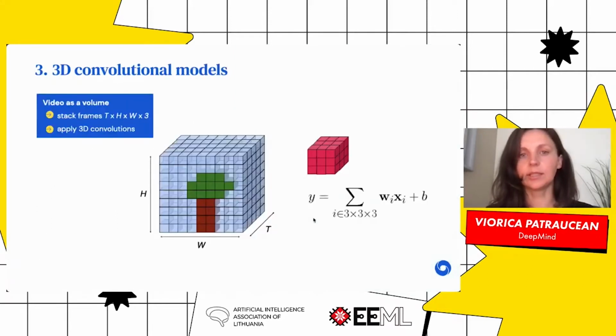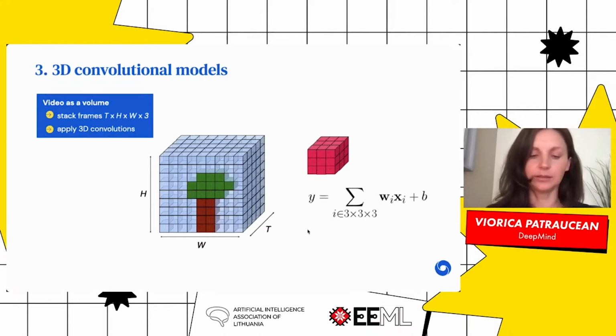A different model that is very successful in terms of memory is based on 3D convolutions. So basically here we consider the video as a volume. We stack the frames of the video along the time dimension, and then we use 3D kernels and we convolve our video volume with that to obtain activation maps.